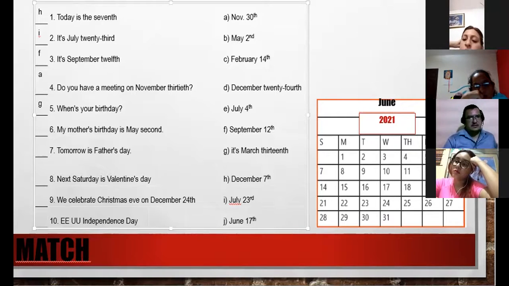Porque para decir la fecha de cumpleaños, we don't use a preposition, okay? We just say it's March 13th. This is the structure to say our birthday. That's why this is correct.